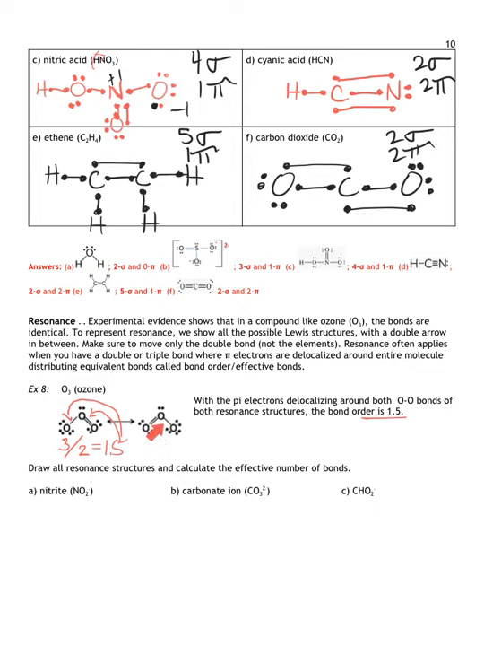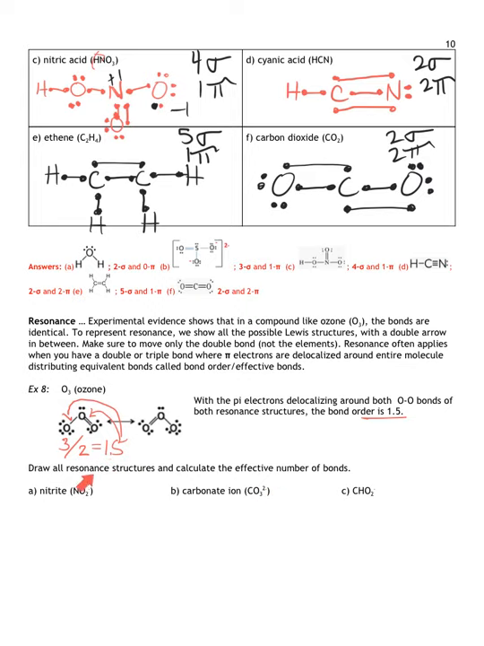So resonance allows us to say, hey, in ozone, when we break these bonds, they're equivalent bonds. And they're equivalent bonds because of the idea that pi electrons can travel back and forth, creating the same bond order or the same number of bonds.